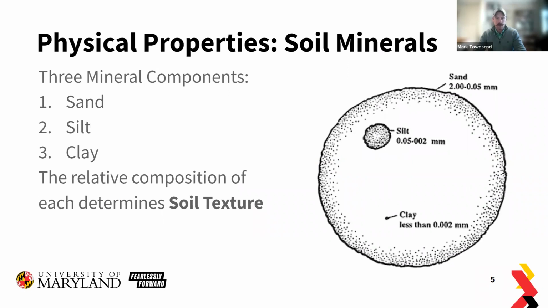There are three main components to the soil mineral fraction, right? There's sand, silt, and clay. Sand is the largest, right? These are particles that are about 2 millimeters at the largest to 0.05 millimeters. Above that, they're considered more like small rocks or gravel. And then below that, we get into the silt fraction, right? Silt is that in-between area. They're still pretty small particles, between 0.05 and 0.002 millimeters.